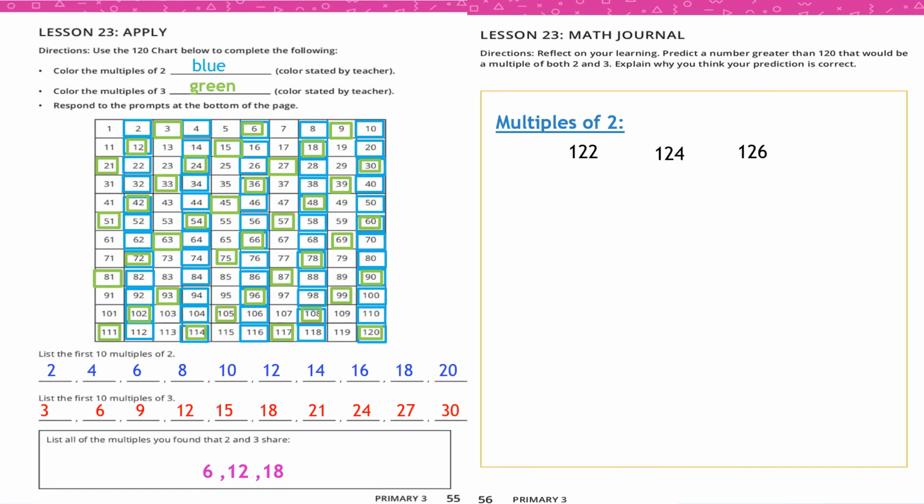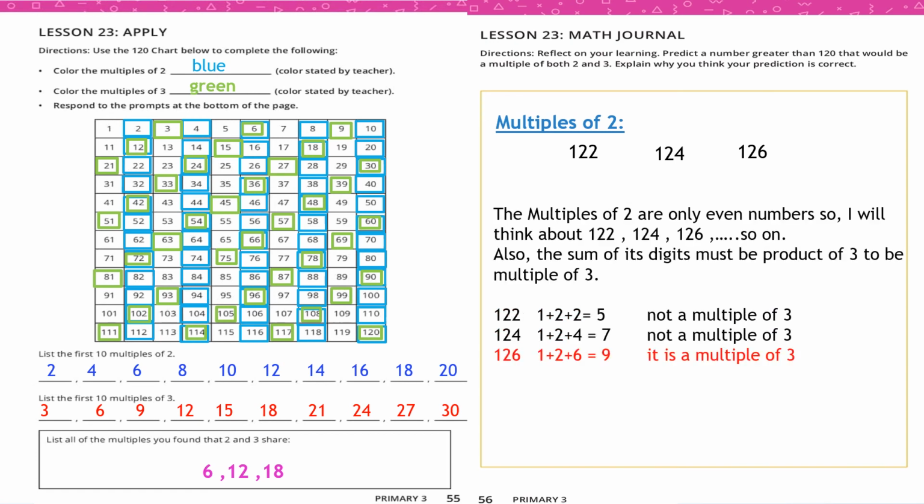No. So 124 is not a multiple of 3. 126. Let's add its digits. 1 plus 2, 3. 3 plus 6, 9. Is 9 a multiple of 3? Yes. It's a product in table 3. 3 times 3 equals 9. So 126 is a multiple of 2 and a multiple of 3. Like here, what we did: for 122 we added all digits, for 124 we added all digits, and for 126 we added all digits.